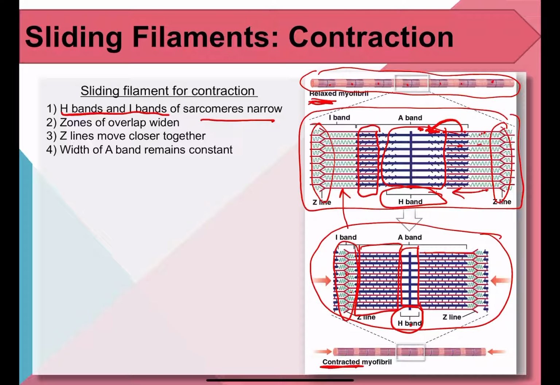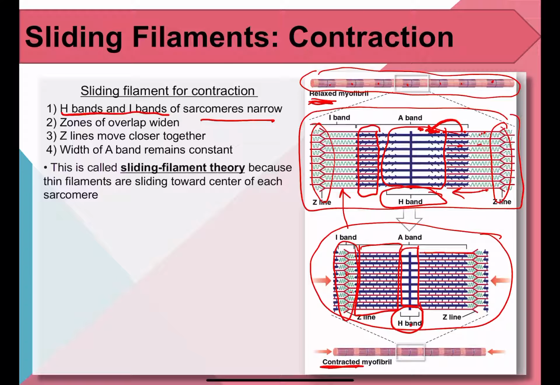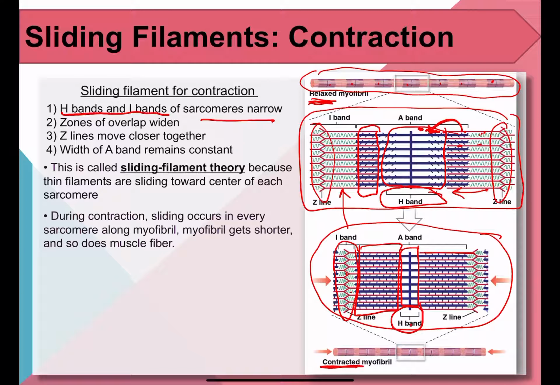What changes in length is your I band, H zone, and your zones of overlap, due to those red lines of actin moving inwards toward the M line, okay? Myosin heads don't move. So this is what we call the sliding filament theory. The sliding of the thin filament towards the M line in each sarcomere is why they call it the sliding filament theory. Okay? And during contraction, sliding occurs in every sarcomere along the myofibril.